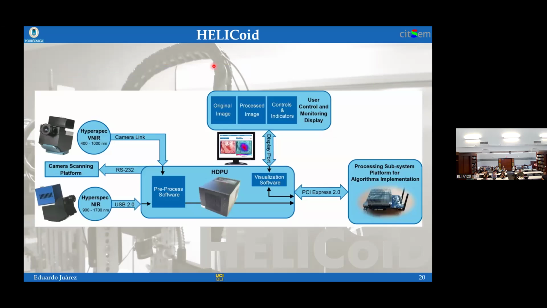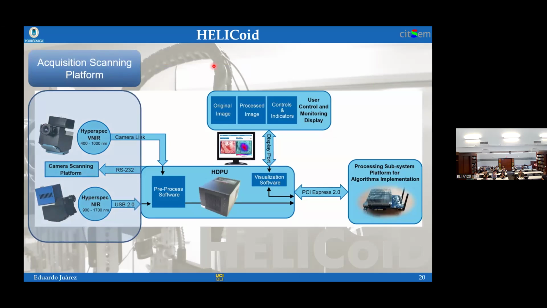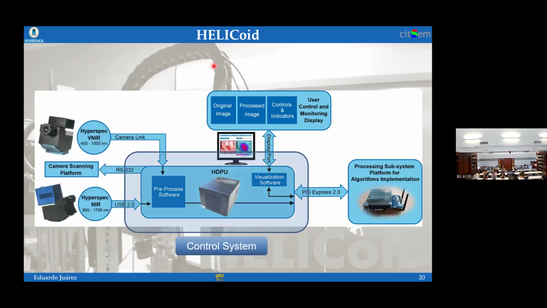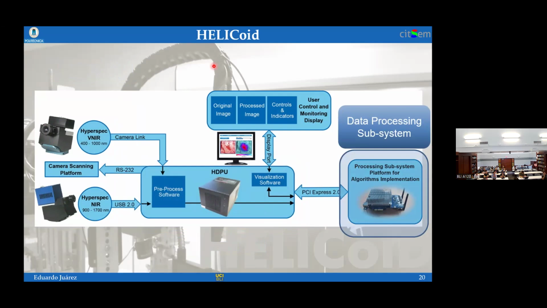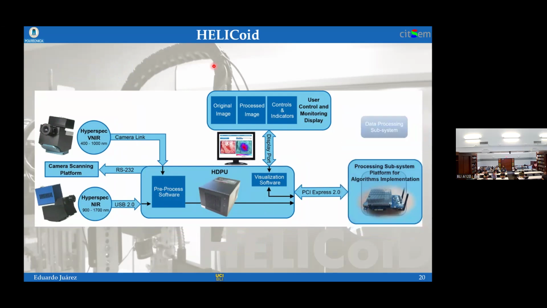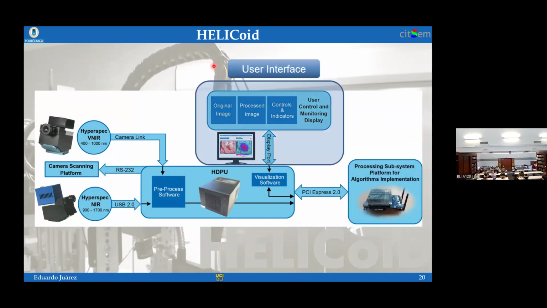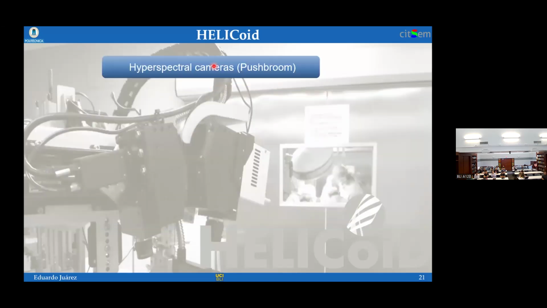This is the demonstrator of HELICoiD, and in this demonstrator, there are 4 systems. The first system is the acquisition scanning platform that in turn consists of the illumination system, the camera scanning platform, and 2 hyperspectral cameras. Then there is the control system, where the full software for the demonstrator is executed, and then the data processing subsystem. We wanted to achieve real time, so it means that we need to accelerate, and we use that platform. It was a multi-core platform with a cluster of processing elements to accelerate the classification algorithms, and also we have the user interface to provide the information to the neurosurgeons.